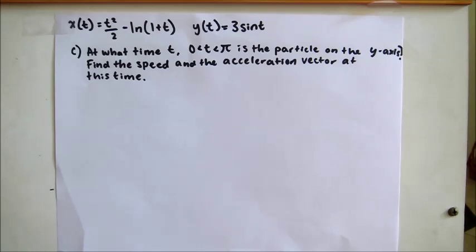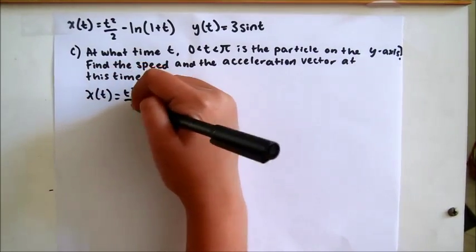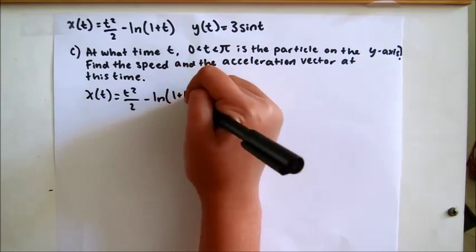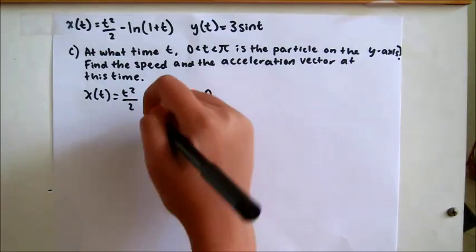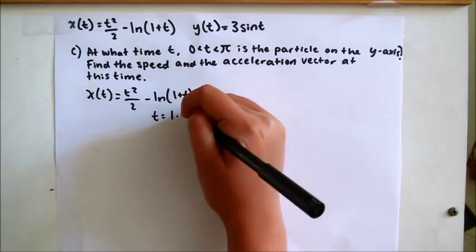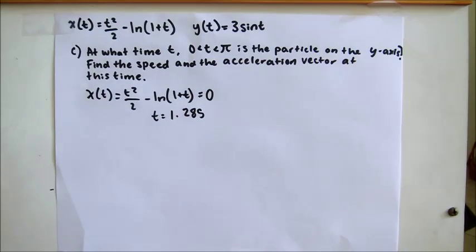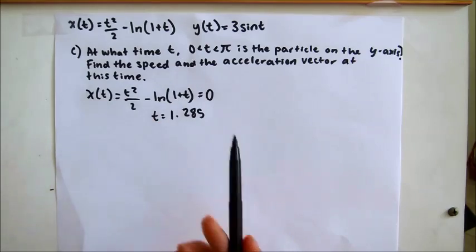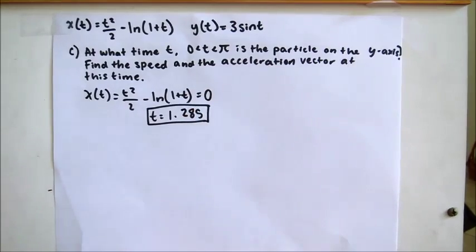In part 3, or part C of this question, they ask you at what time t the particle is on the y-axis. To find when the particle is on the y-axis, you set x equal to 0. We know that x of t equals t squared over 2 minus the natural log of 1 plus t. When we set this equal to 0, you can just plug that into your calculator and you find that t equals 1.285. Now that we know the t value when x equals 0, that's basically the answer. So at time equals 1.285, the particle is on the y-axis.